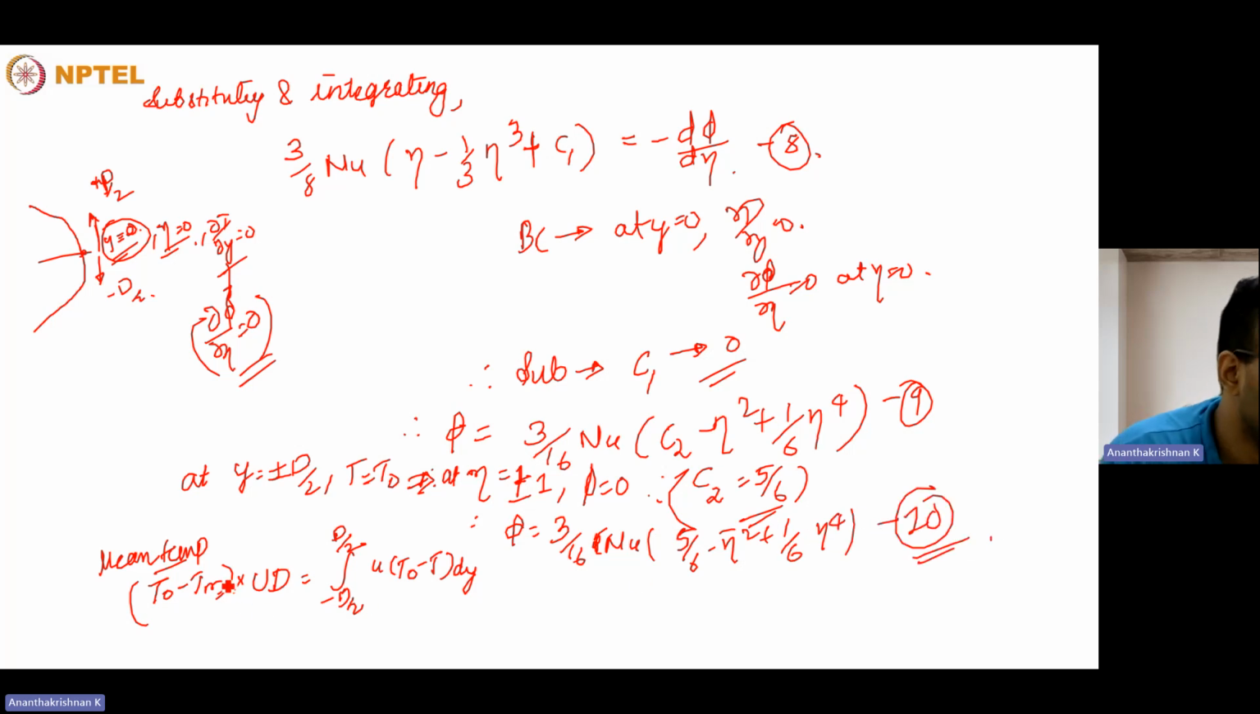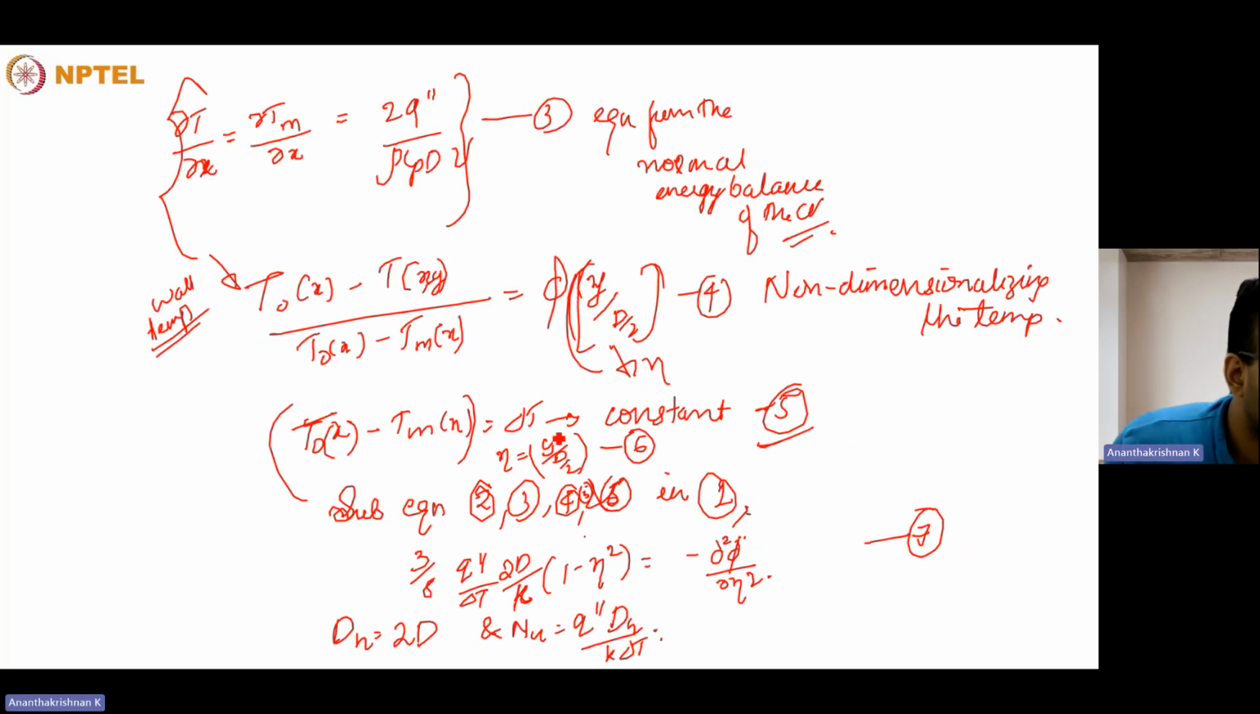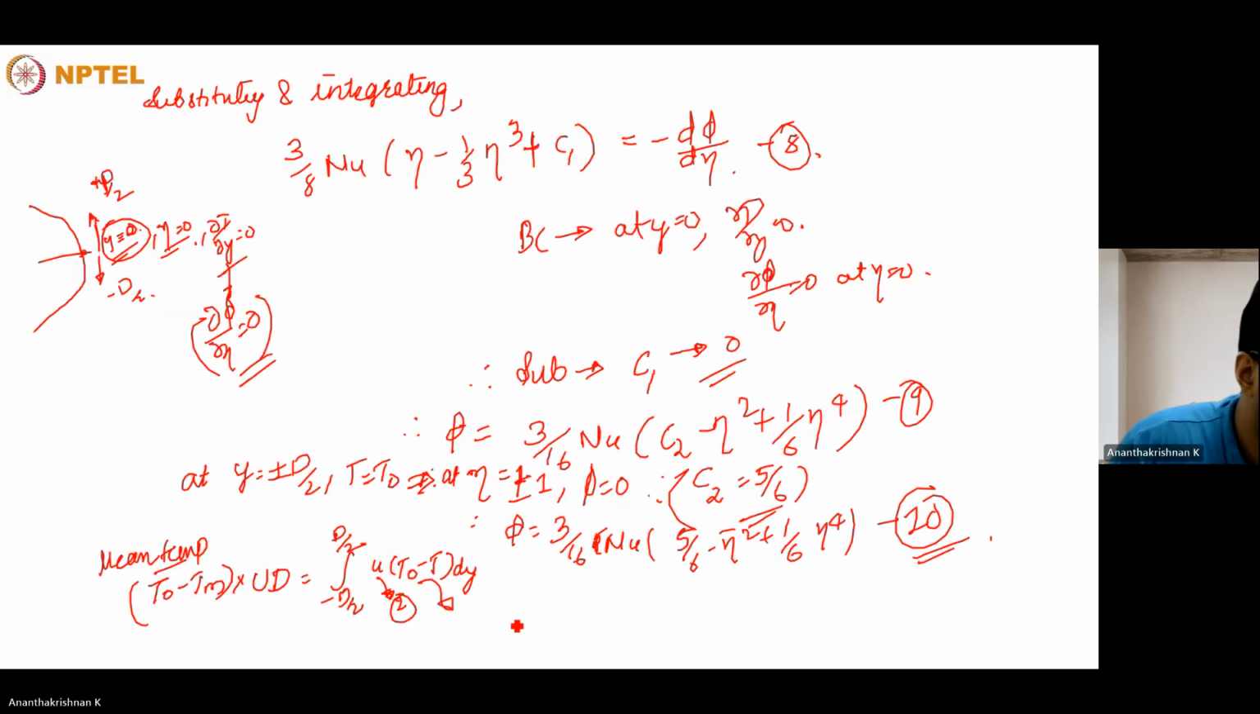So mean temperature is equal to T0 minus Tm into UD. This you can get from equation number 2, and this you can get from equation number 5 in terms of delta T, in terms of 4 and 5. And finally, 5 in terms of equation 10. We substitute the values and then try to minimize it.